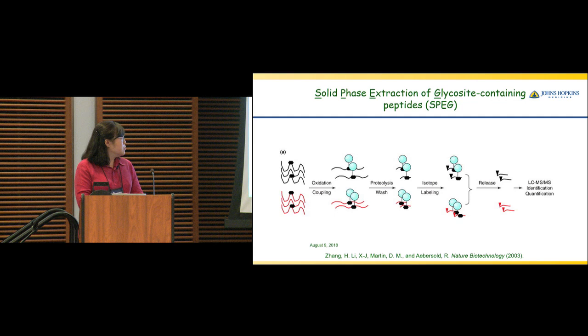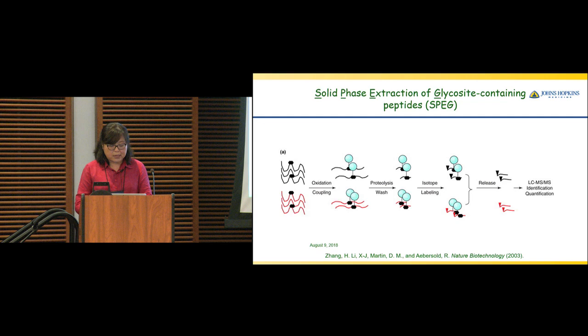The approach includes the conjugation of the glycoprotein through glycan to the solid phase. This is a chemical reaction. After the conjugation, the non-glycosylated peptides are released by a proteinase. This is an enzymatic reaction, and the N-glycans are released from the solid phase for mass spectrometry identification and quantification. So in this case, we have the chemical solid-phase conjugation step and two enzymatic reaction steps to allow the specific capture and release of N-linked glycosylation sites.